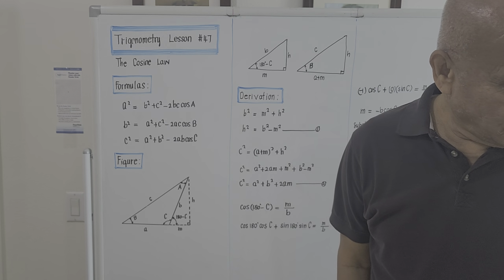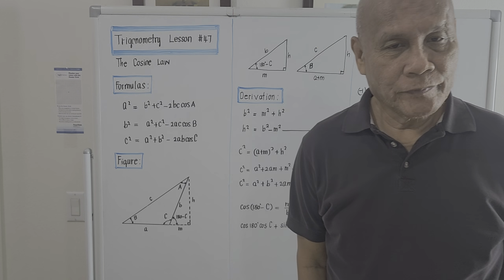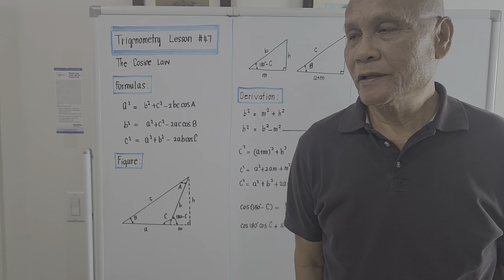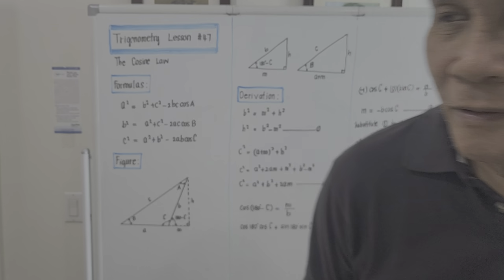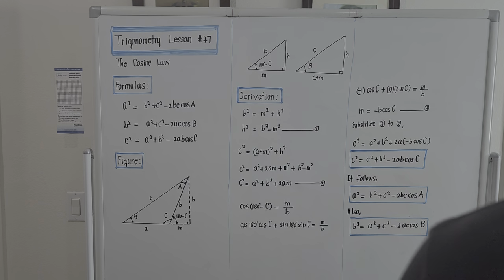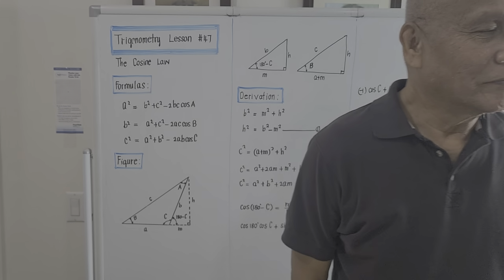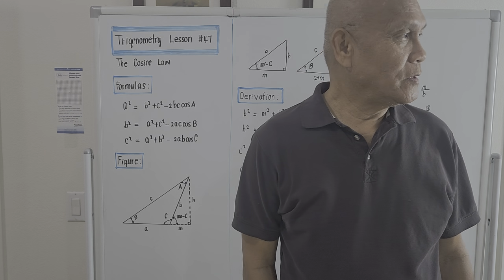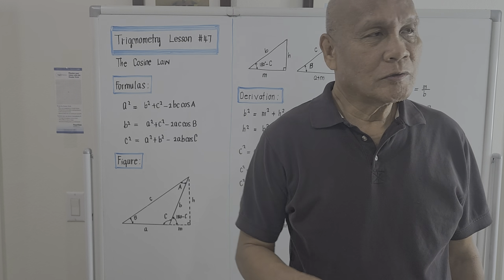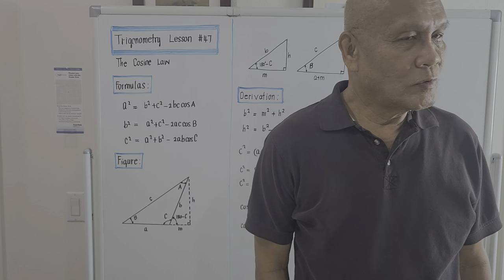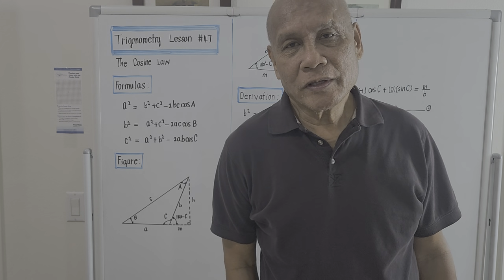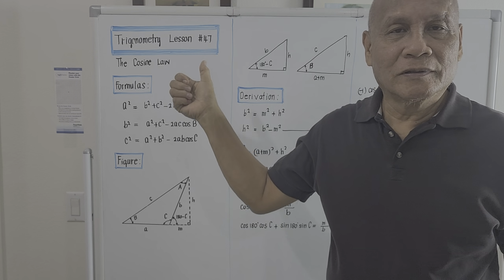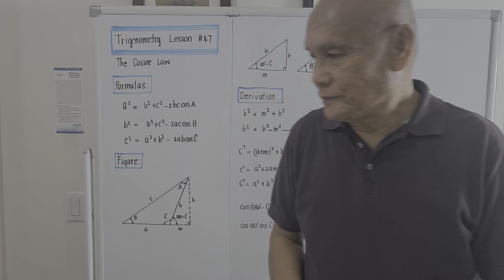Okay, the date for today is January 10th, 2024, and the time is what time? It's almost 3 a.m. Okay, my topic for this morning will be a continuation of my long video format topic, trigonometry, and this will now be lesson number 47. Okay, let's proceed.